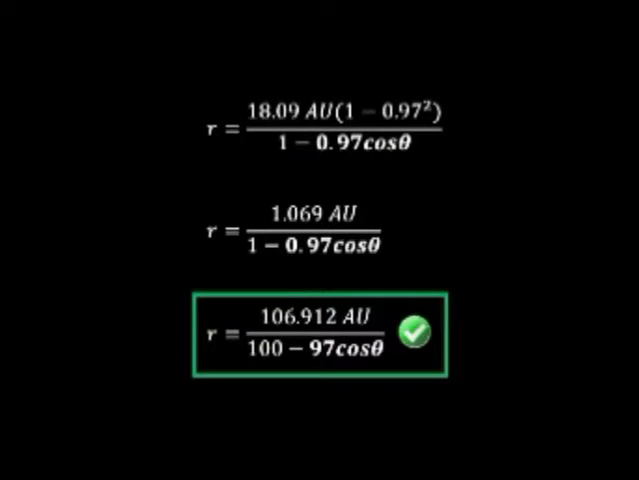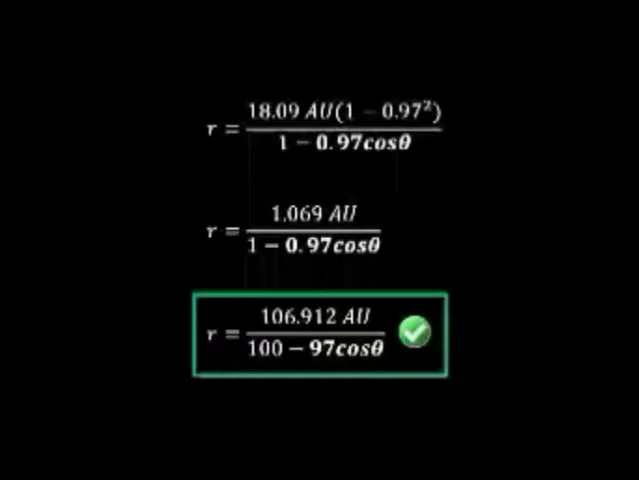When we plug the values of e and a into the equation of an ellipse, we get that r equals 18.09 AU times (1 minus 0.97 squared) all over (1 minus 0.97 cosine theta). When we simplify the top of this equation, we get that r equals 1.069 AU over (1 minus 0.97 cosine theta). Since we don't want to have a decimal on the bottom of the fraction, we multiply the equation by 100, and we get r equals 106.912 AU over (100 minus 97 cosine theta), and this is our equation of the rotation of the Earth around the Sun.